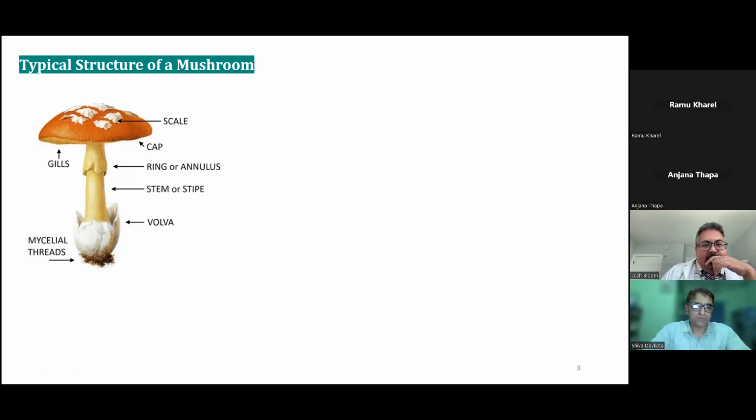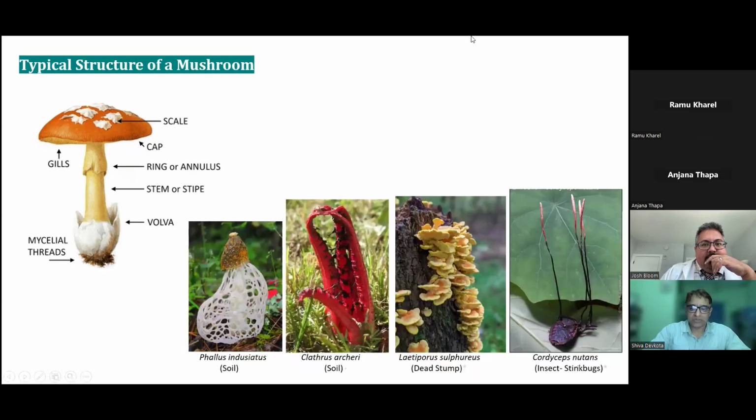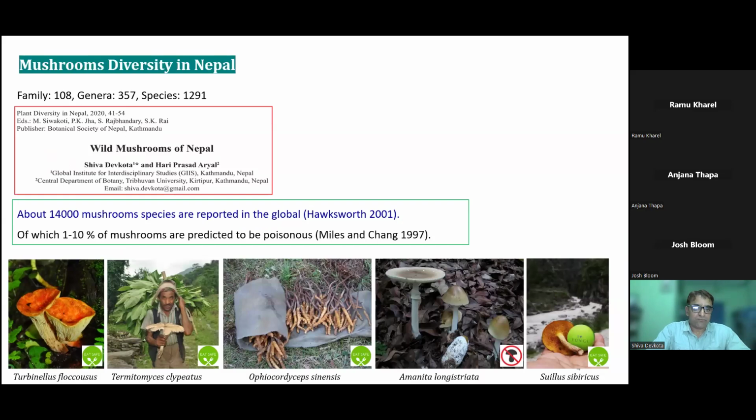But apart from these typical mushrooms with gills and caps, we also have several other kinds of mushrooms in Nepal. Some mushrooms grow on soil, some grow on dead stumps or wood, and some grow on insects. So we have different kinds of mushrooms in nature, not only with gills, and many of them have their own kind of toxicity and their own behavior. Because I work in Nepal, I thought, why not share something about the mushrooms in Nepal, because you are there to cure patients, and so you should know.